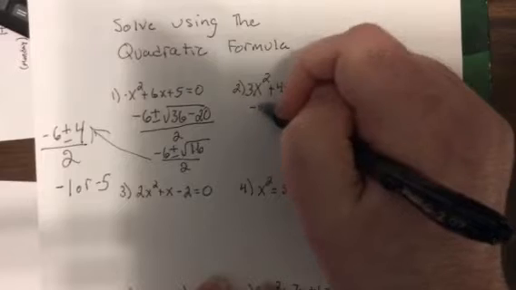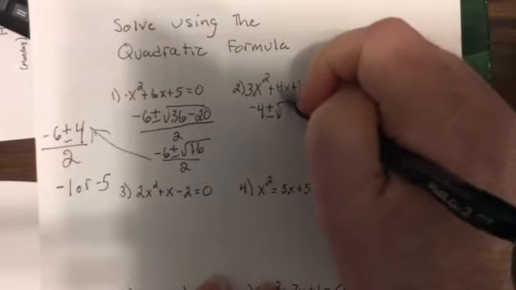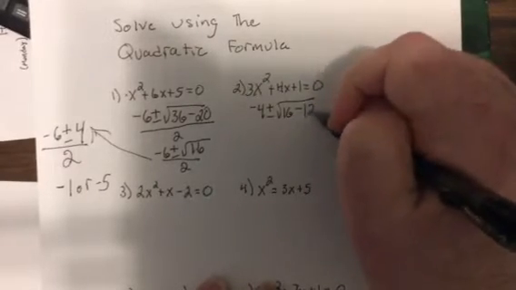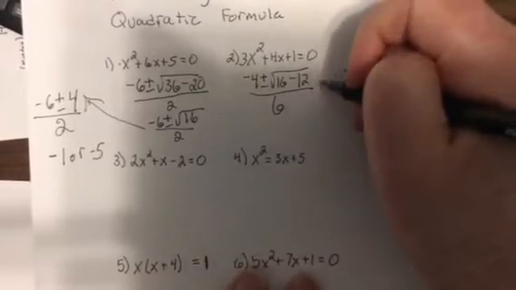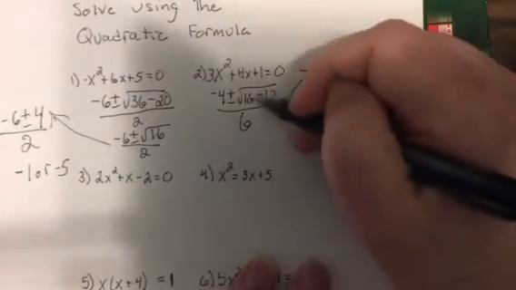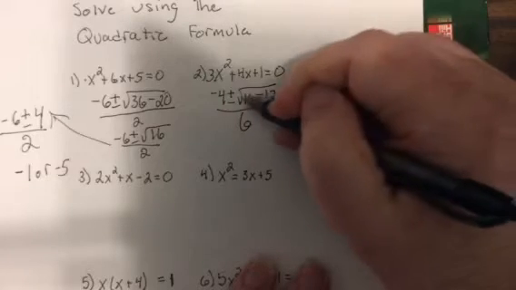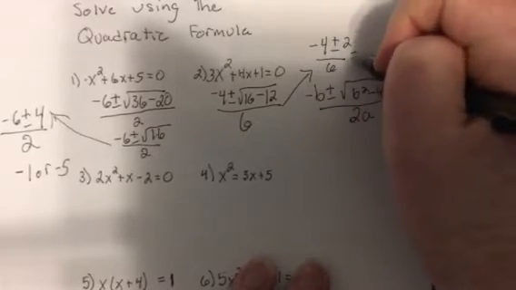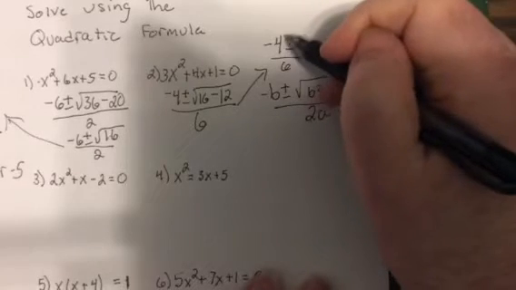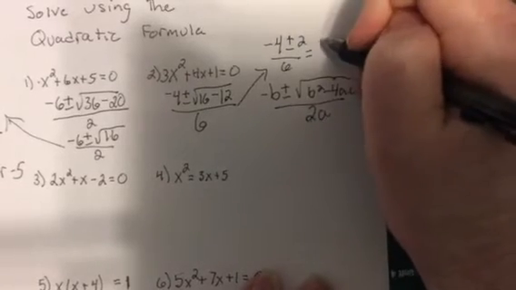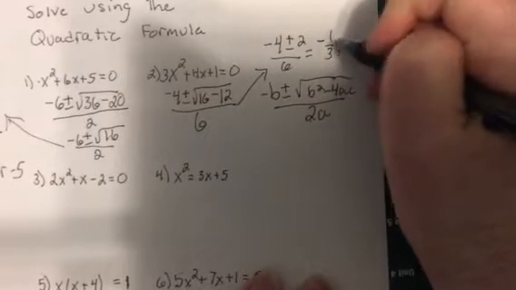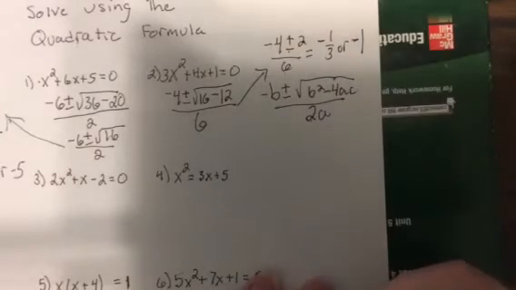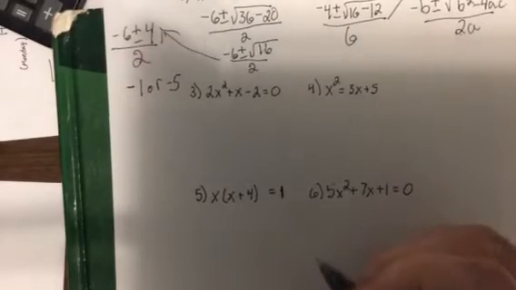So here we go. Negative 4 plus or minus the square root of b squared minus 4ac, which is 12, all over 2a, that'd be 6. So 16 minus 12 is 4, the square root of 4 is 2, so we have negative 4 plus or minus 2 over 6, and since they're all nice numbers, we can simplify. Negative 4 plus 2 is negative 2, divided by 6 is negative 1/3. Or negative 4 minus 2 is negative 6, divided by 6 is negative 1. Hey, let's keep her going.